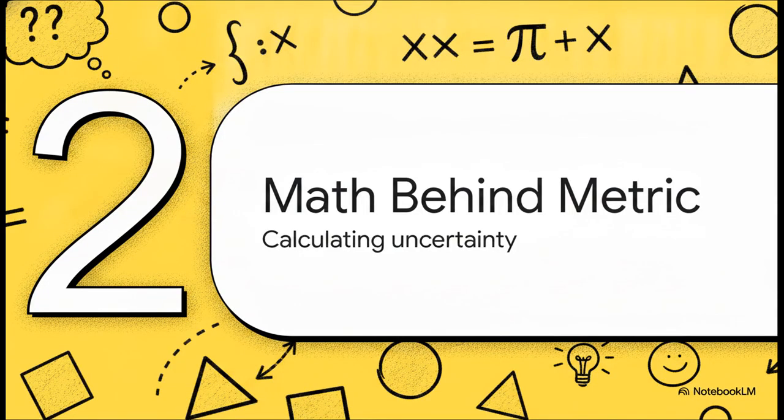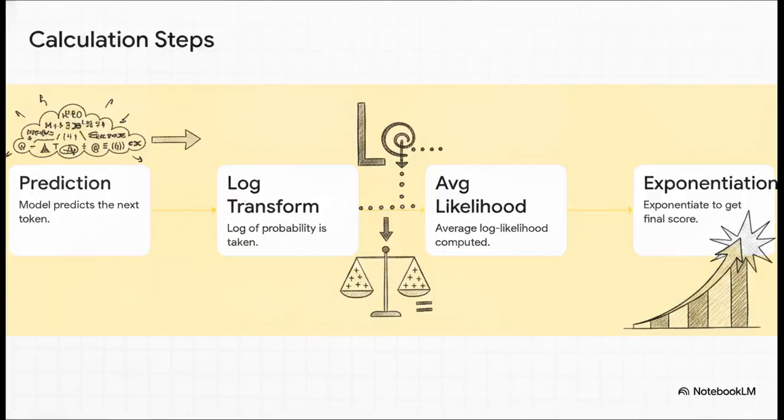All right, Section 2, the math behind the metric. Let's calculate that uncertainty. To actually get to that final perplexity score, the mathematical engine under the hood has to go through 4 sequential steps. Step 1, prediction of the next token. Basically, the model assigns base probabilities to the very next word based on the input text.